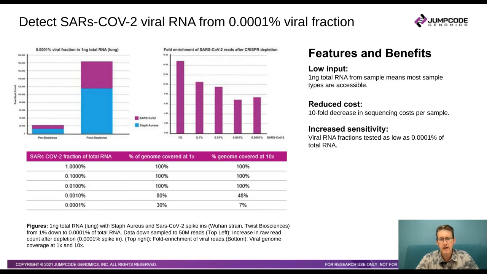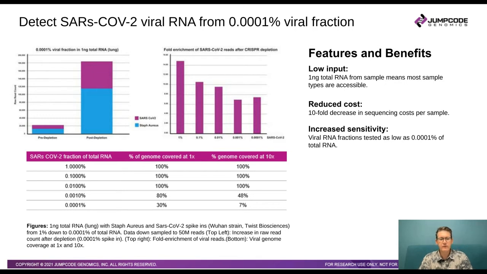In the right-hand graph, you can see that, of course, as we decrease the titration of the COVID control into the sample, and we compare the fold change between the mock and depleted samples, our fold change is going down. But still, even at the lowest spike-in amount, at 0.001% viral fraction, we're still retaining around an 8-fold increase in percentage of read alignments that are going to the COVID genome from mock to depleted.